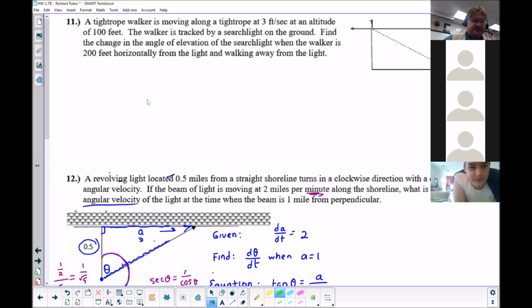All right, number 11. We got a tightrope walker. Oh, this ought to be fun. Moving along a tightrope at a rate of 3 feet per second at an altitude of 100 feet. Find the change in the angle of elevation of a searchlight when the walker is 200 feet horizontally from the light and walking away from the light.